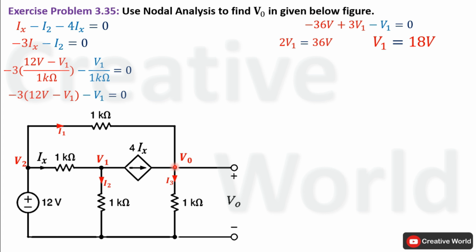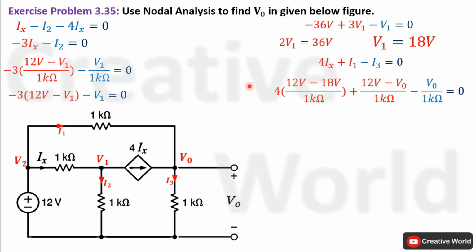Now we will apply Kirchhoff's current law on this node to find out the value of voltage V0. On this node, two currents are entering, 4Ix and I1, while only one current is leaving, that is I3. In the next step, we have to replace these three currents with their respective equations. Current Ix is equal to 12 volt minus V1 divided by 1 kilo ohm, while the value of V1 is 18 volt. So 12 volt minus 18 volt divided by 1 kilo ohm will be equal to Ix. I1 will be equal to the potential difference of these two node voltages divided by the value of resistance. V2 is equal to 12 volt, so I1 will be equal to 12 volt minus V0 divided by 1 kilo ohm. Similarly, I3 will be equal to V0 divided by 1 kilo ohm.